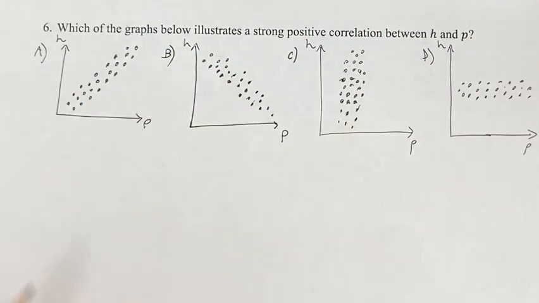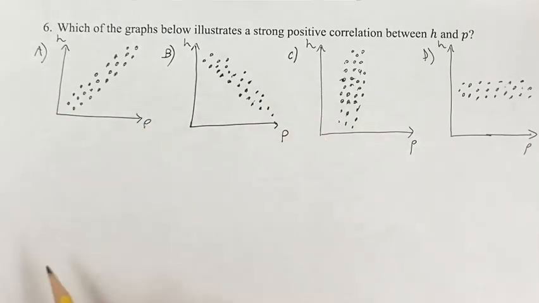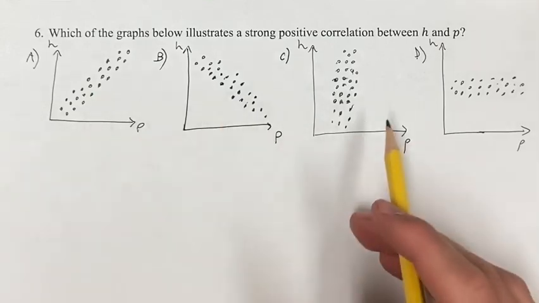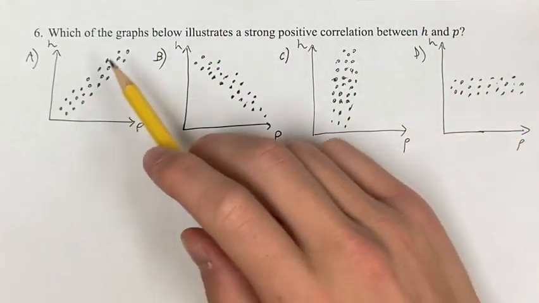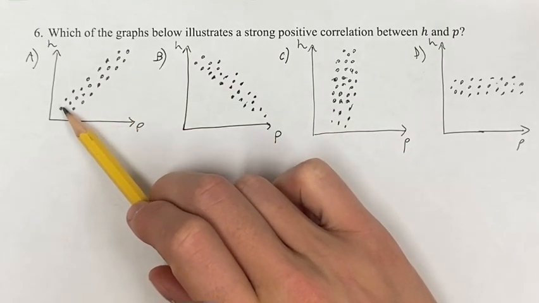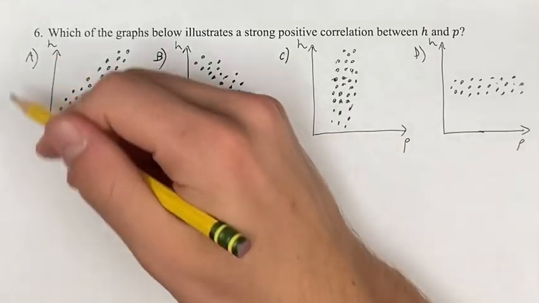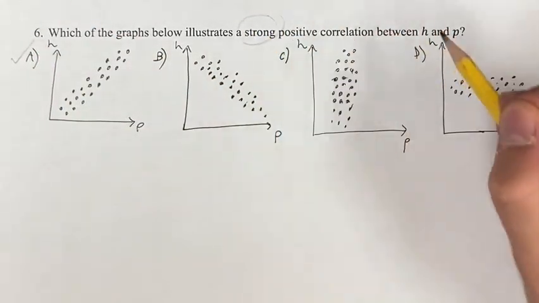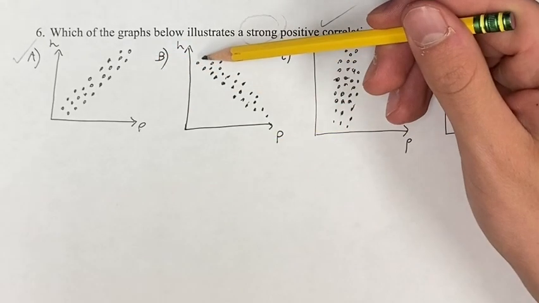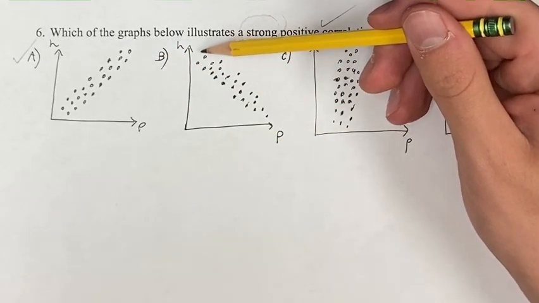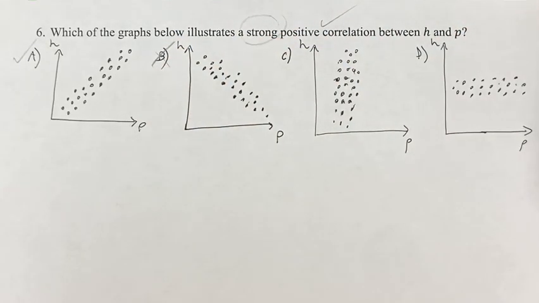So p is on the x-axis, so we're going to be looking left to right for p to be increasing. And we're looking, okay, which of these is h increasing as we look left to right? So in this first one, it starts down here, and then h, the y value, increases as we go. So far A is good. We still have to worry about a strong correlation, but right now it's positive, so it's good. In B, the value of h starts up here, and then it goes down and it decreases. So B is not a positive correlation.